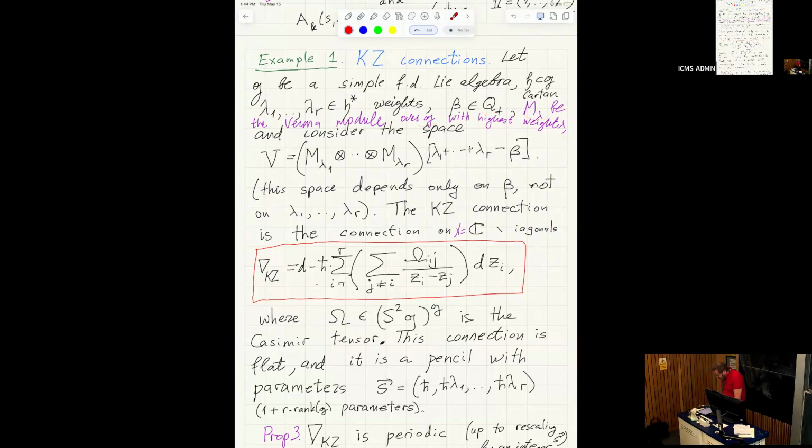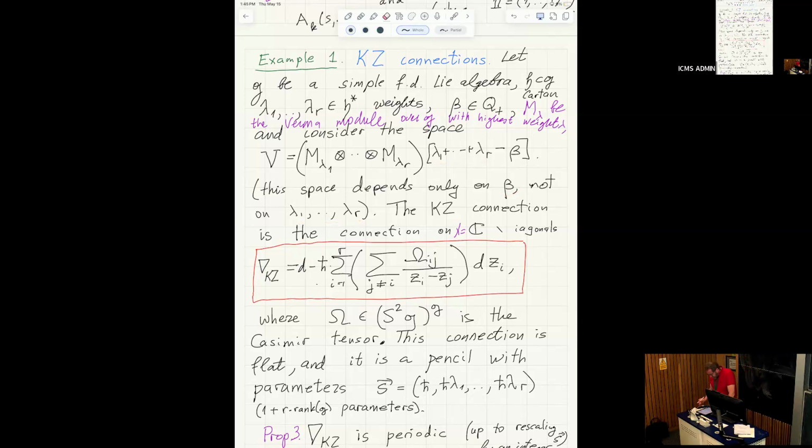And then we consider the space V, which is the tensor product of these Verma modules, and the weight subspace there of the weight lambda, which is the highest weight minus beta. And then one can show that this space only depends on beta, and does not depend on lambda 1 through lambda r. Using this, we can identify it with some weight space in the tensor product of universal enveloping algebras of the negative nilpotent subalgebra.